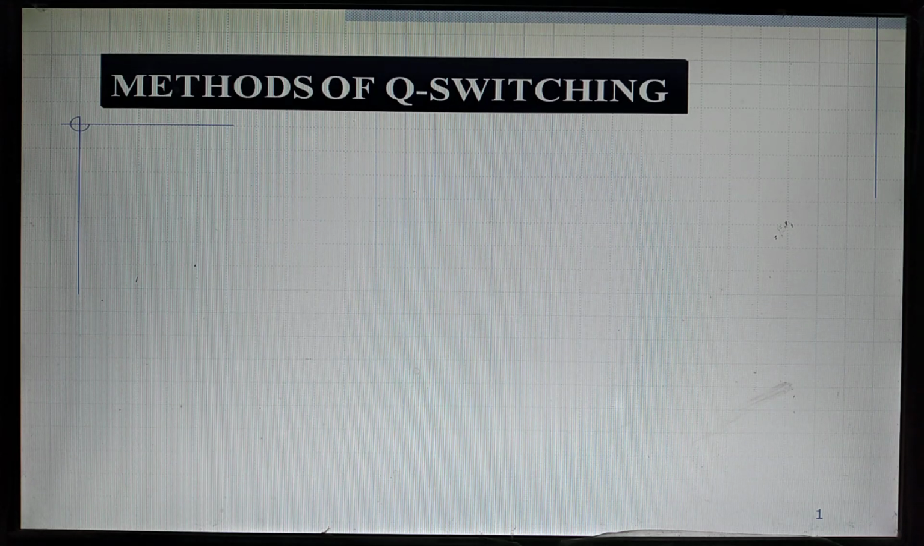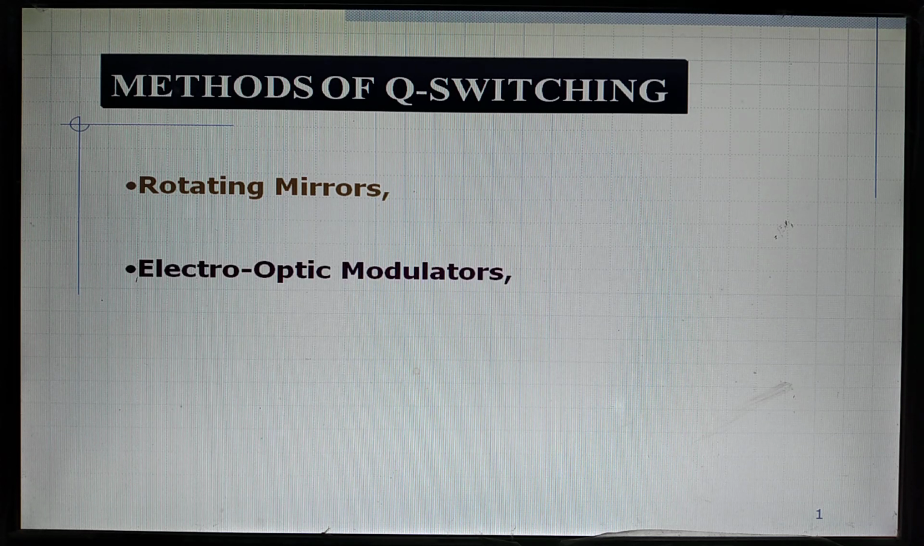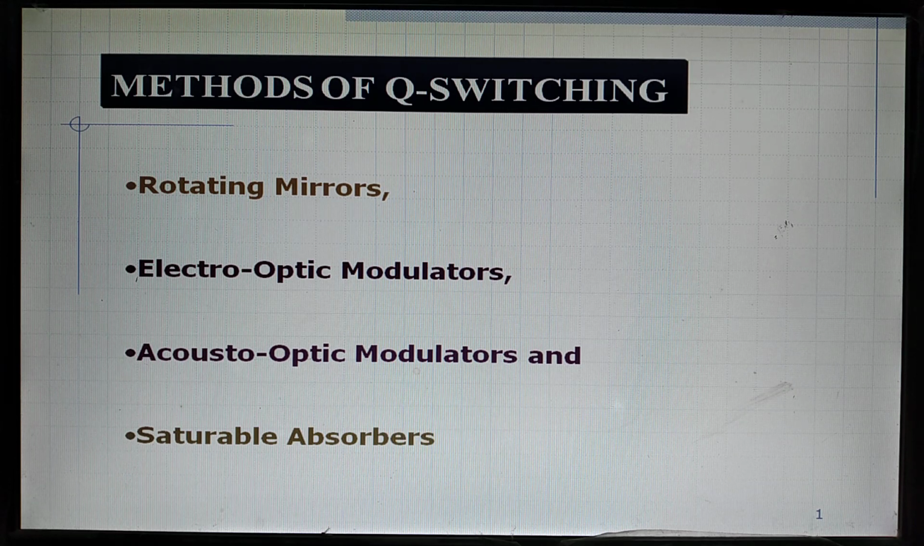Hello and welcome back. So, we have been discussing the Q switching methods. We have already mentioned some Q switching methods, which are first rotating mirrors, second electro-optic modulators, acoustic modulators and saturable absorbers. Let us discuss these methods one by one. First of all, let us come to how rotating mirror Q switching works.